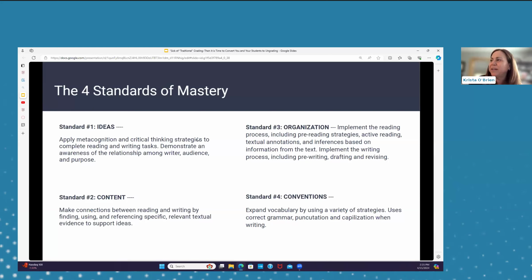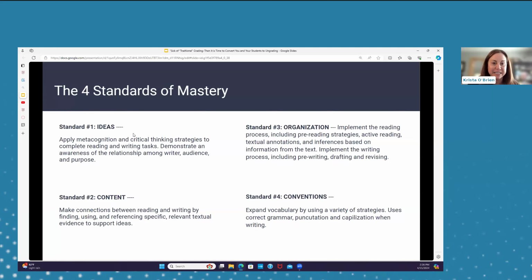Students were always like, what? What does that mean? So I'm thinking, okay, this goes under ideas. Demonstrate an awareness of the relationship among the writer, audience, and purpose. So that was the rhetorical situation. But again, it fell under the standard that I have of ideas. So they know that one of their standards they have to meet is ideas.